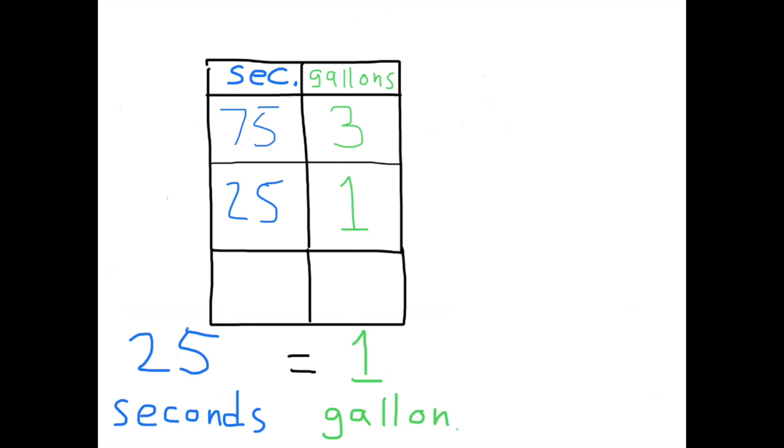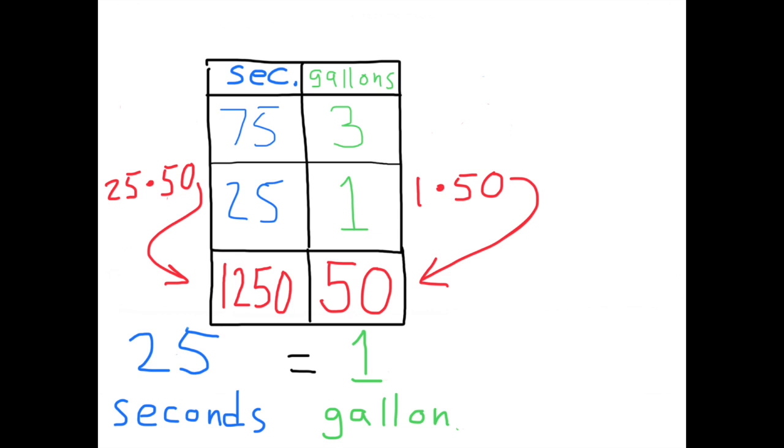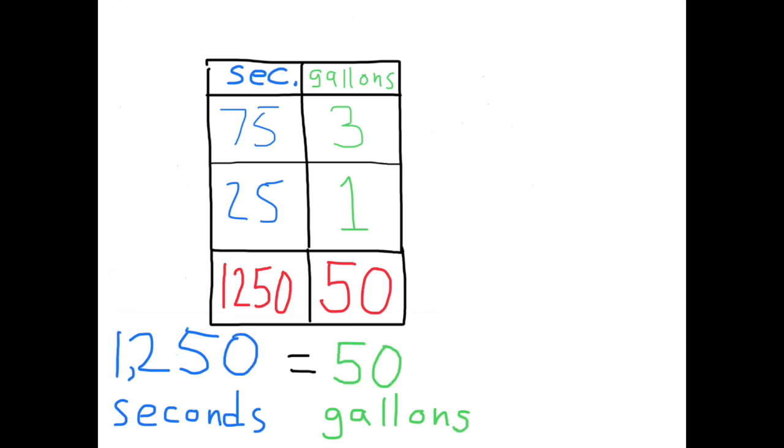They asked the question, how much time does it take to fill 50 gallons? So I need to make sure that this number in the right-hand column is a 50. I'm able to multiply the 1 times 50 to make 50, and now I need to do the same thing on the left-hand side. 25 times 50 gives me 1,250. We're not done yet, but we do know that to fill 50 gallons, it's going to take 1,250 seconds.